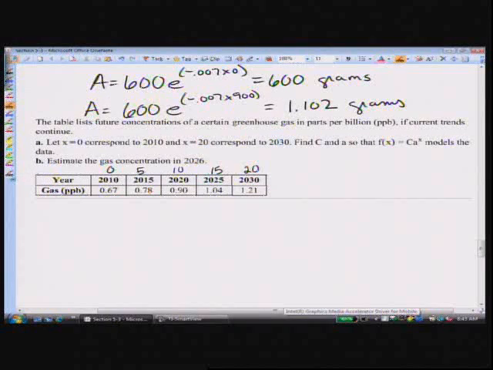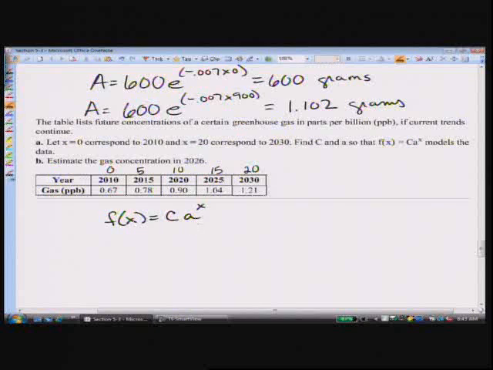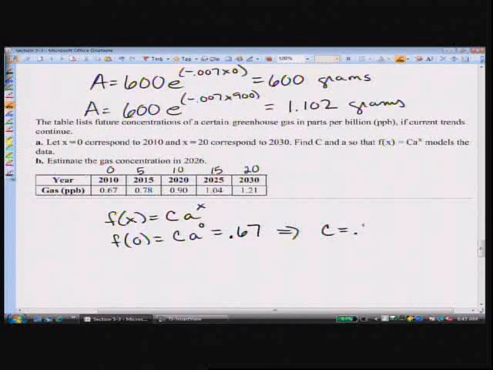Now, you have this formula f of x equals c a to the x. We know that the c will be the amount that's present at time 0. And so in this case, since f at 0 is equal to c a to the 0, we know the answer is 0.67. This implies that c equals 0.67. Since they gave us the initial amount, we can immediately figure out what c is. Then we can use any of the points to figure out what a is.